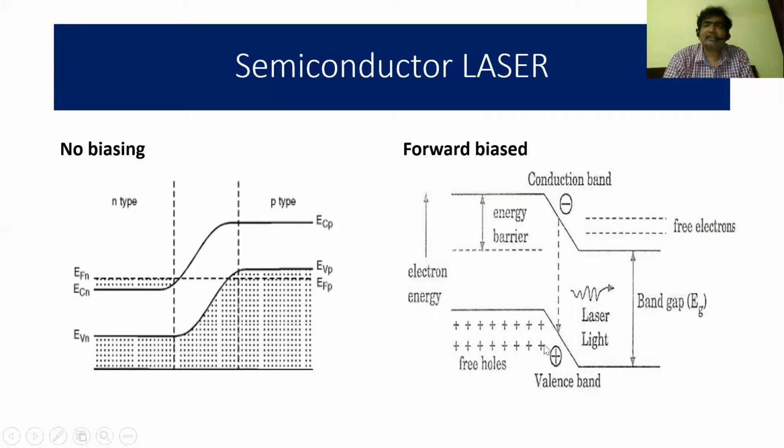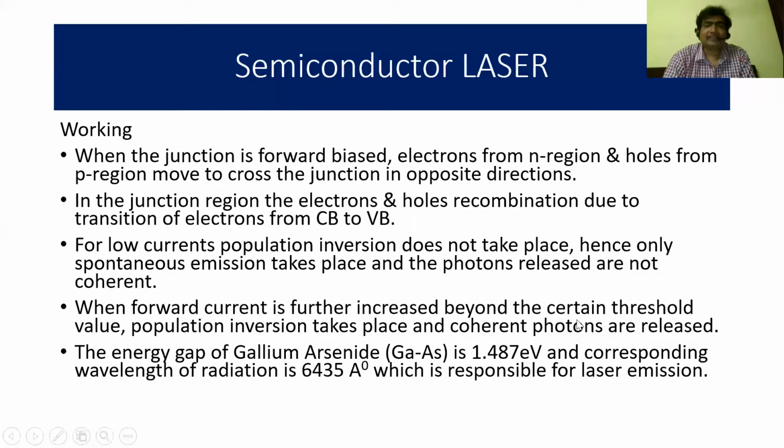Here, electron recombines with the hole, but the emitted photon will stimulate another electron to recombine with the hole. In this process, two photons are emitted. These photons will get multiplied as 2 to 4, 4 to 8, 8 to 16 by the process of stimulated emission of radiation, and laser light is emitted. The energy gap of gallium arsenide is 1.487 electron volts and the corresponding wavelength of radiation is 6435 angstroms, which is responsible for laser emission.